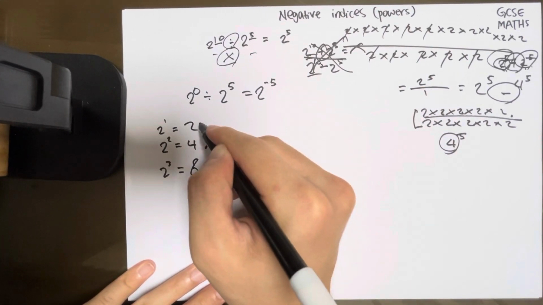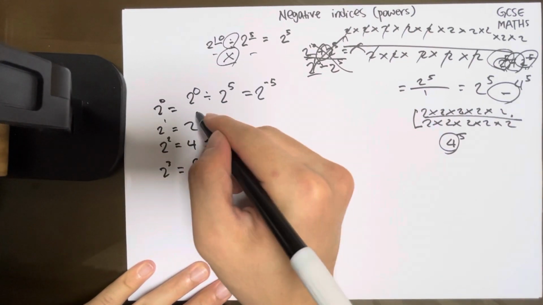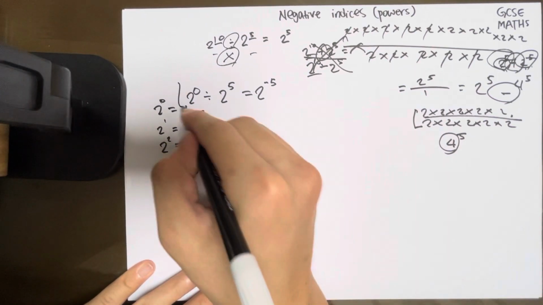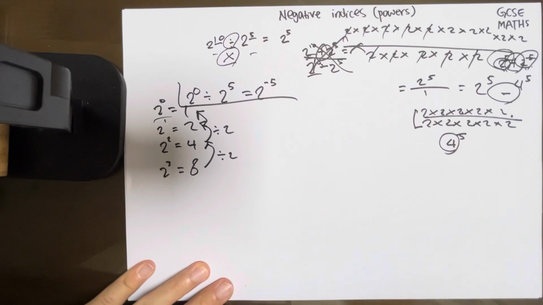We're dividing by 2 each time. So 2 to the power of 0, with this same logic, would be 2 divided by 2, which would be 1. So any number, this is a rule for indices. Any number to the power of 0 makes 1. No matter the number, it's always 1.